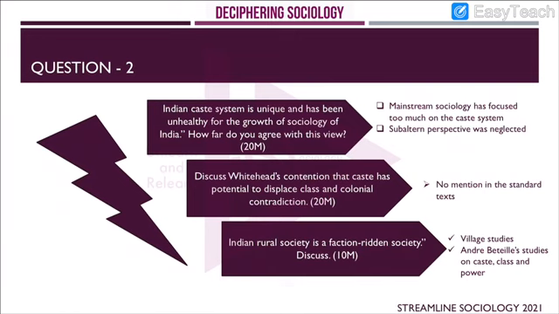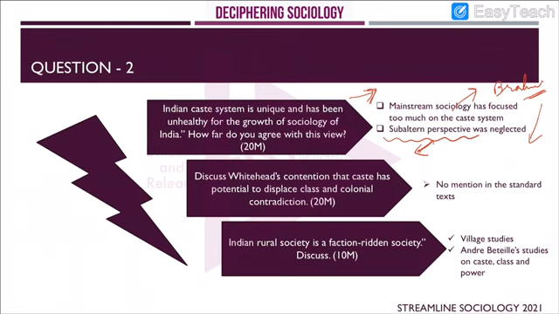Question 2. Indian caste system is unique and has been unhealthy for the growth of sociology. Here you must have read about subaltern perspective. Now, the early sociologists, most of them were from the higher caste, and they focused on caste system in the village. They focused on the stratification and how the Brahmins were at the top of the hierarchy while the Shudras were at the bottom.